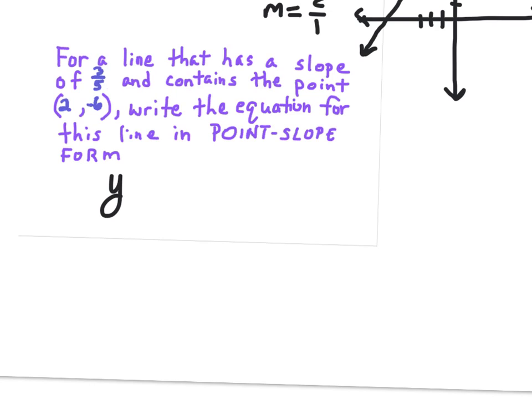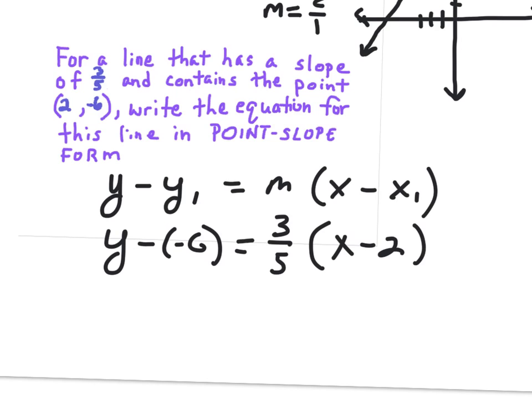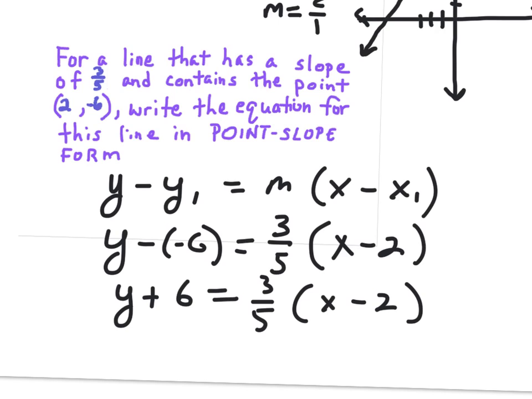So you're going to be given, let me just turn this off for now. So what are we going to plug in for the x sub 1 and the y sub 1 here? Y minus negative 6 equals 3/5 parentheses x minus 2. And now we'll just simplify that to y plus 6 equals 3/5 times x minus 2. Now, no, you want to leave it just like that.